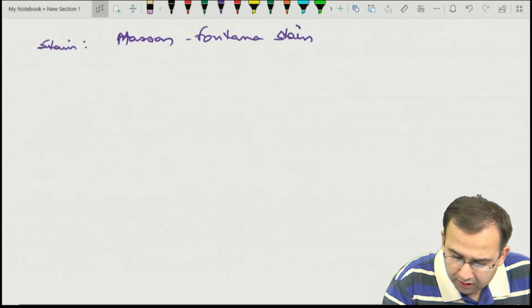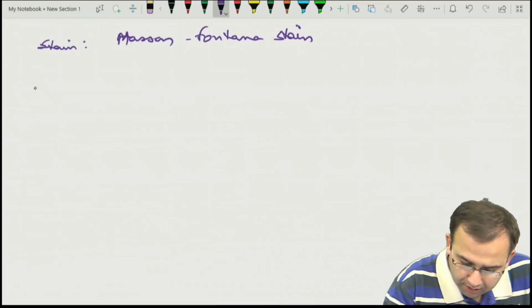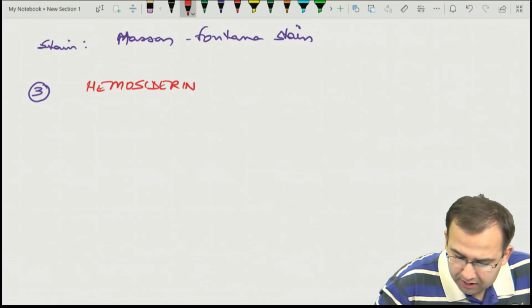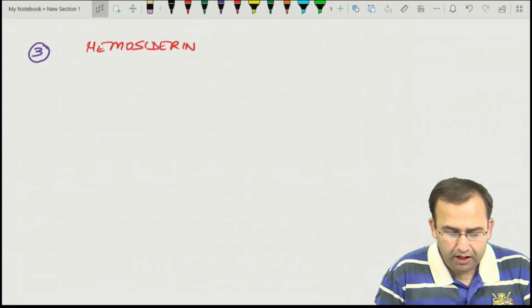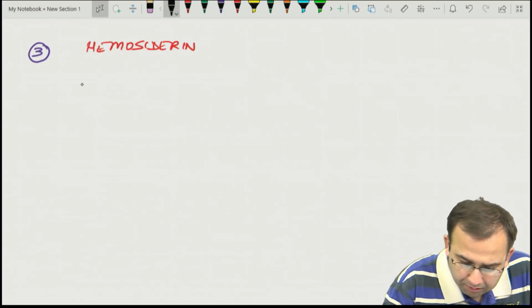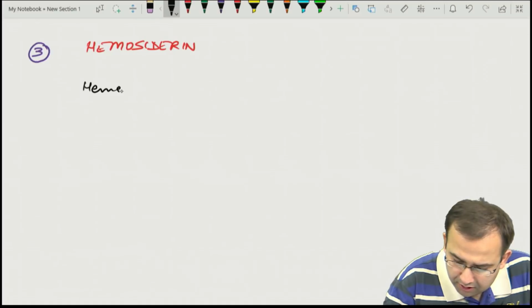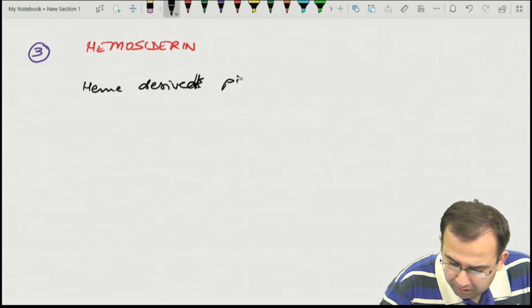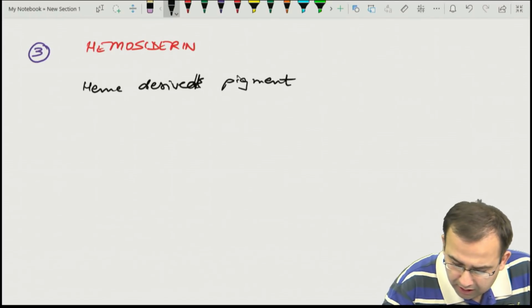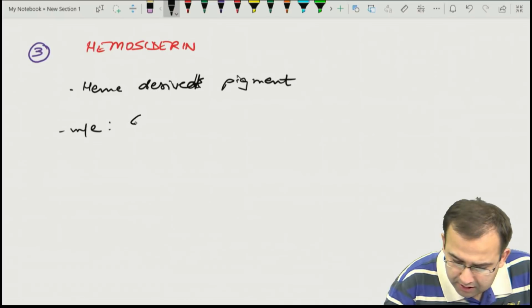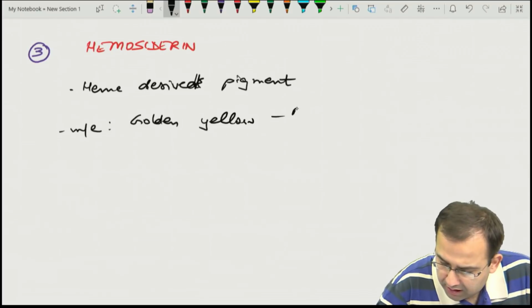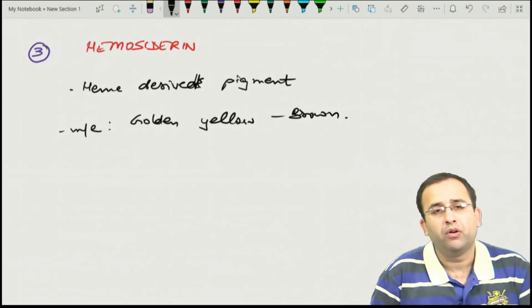Next, this gets us to our last endogenous pigment and the one which was asked in the question, that is hemosiderin. First point, hemosiderin is a heme-derived pigment, very obvious, and microscopically it is golden yellow to brown in color.